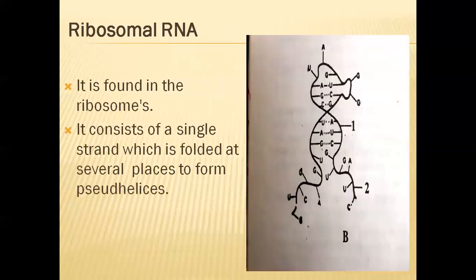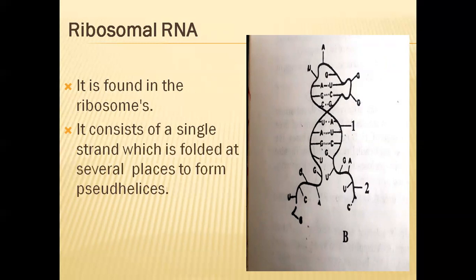The second type of RNA is ribosomal RNA, in short rRNA. This ribosomal RNA constitutes about 75 to 80% of the total cellular RNA. It is present in large amount. The molecular weight of ribosomal RNA is also 10 lakh. It is a single strand. See the image, it is a single strand.